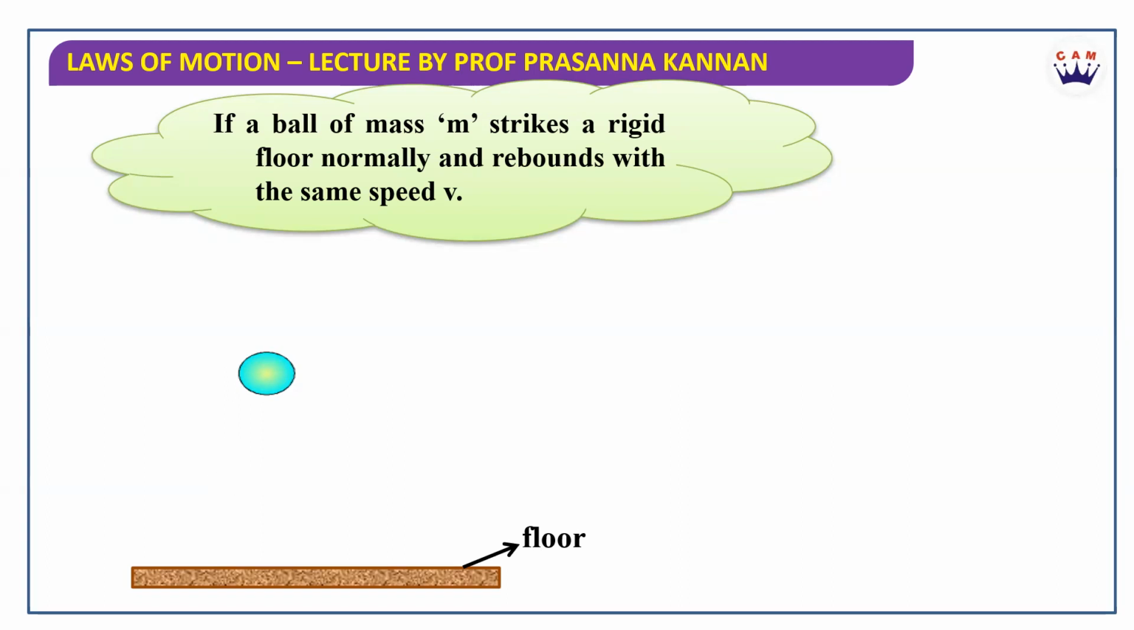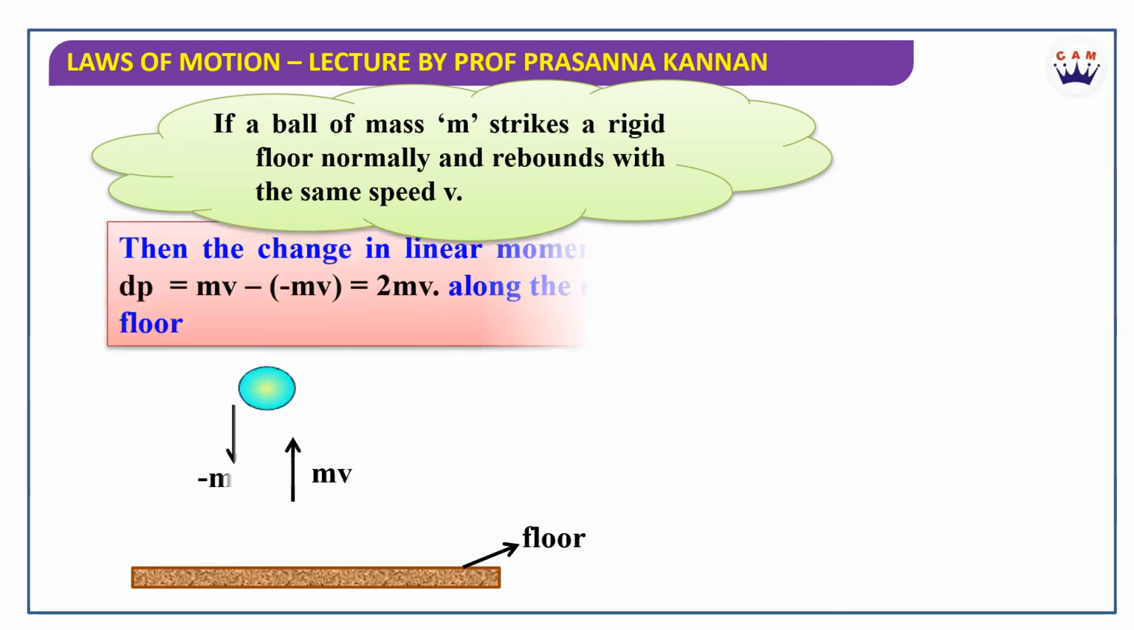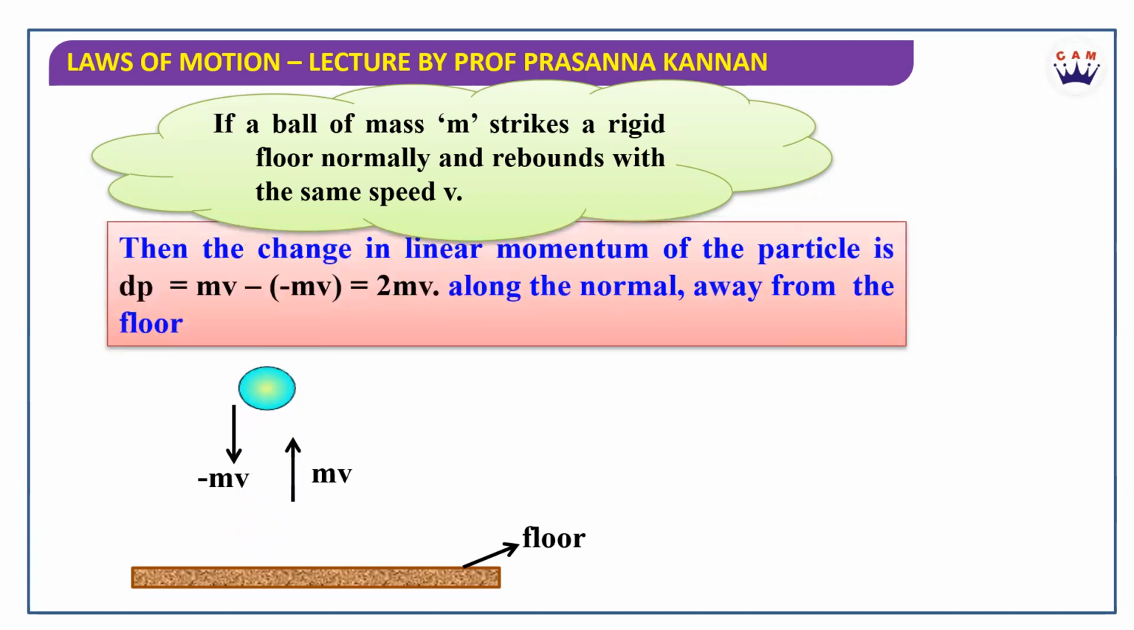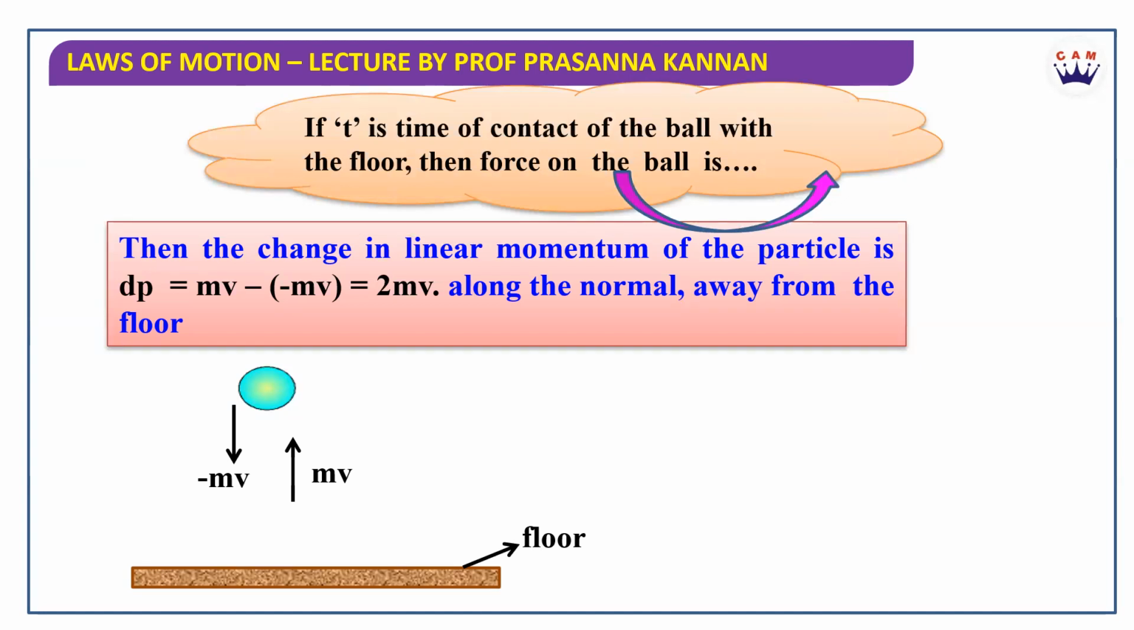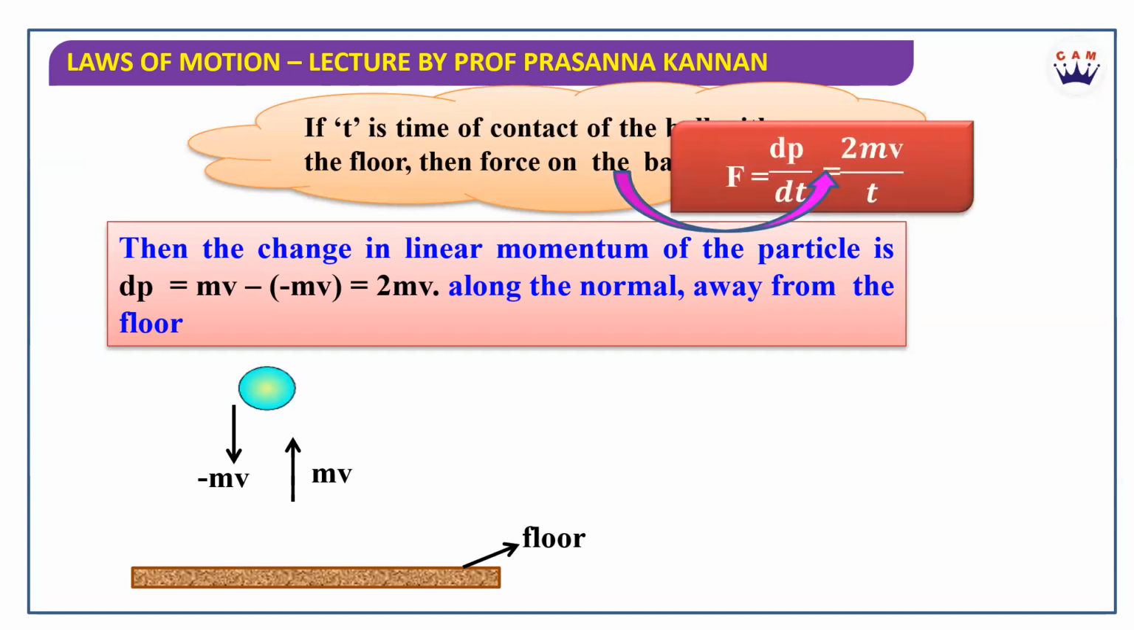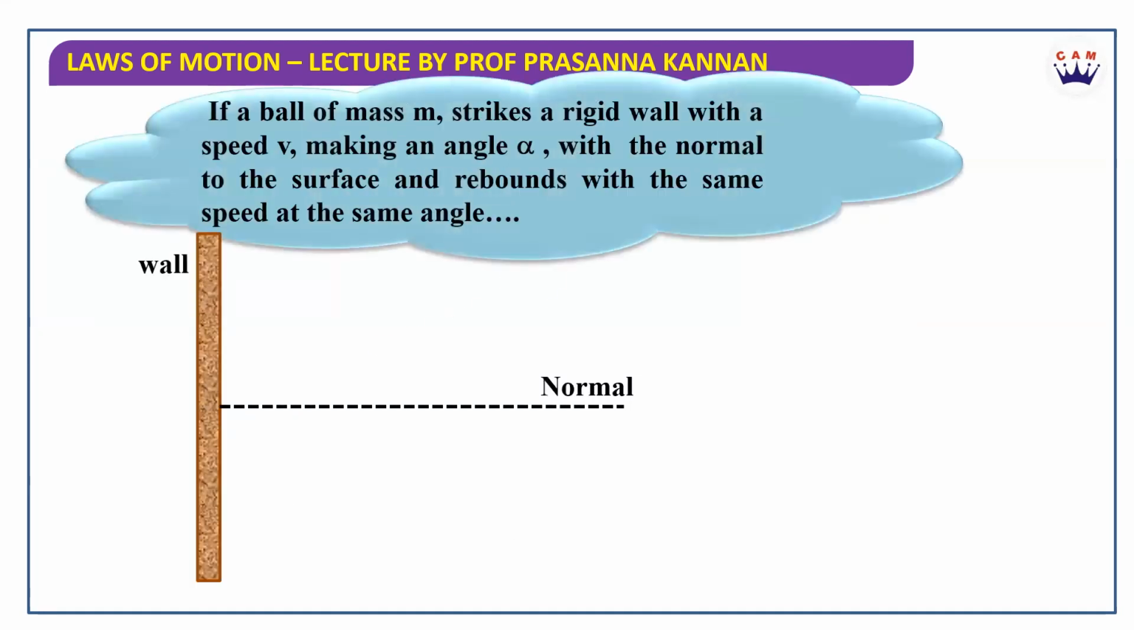Okay. Can you tell me the change in momentum? What is the change in momentum going to be? 2mv. Final momentum is mv minus initial momentum. What is initial momentum? Minus mv. So mv minus of minus mv will become mv plus mv. So it will become 2mv. So if t is the time of contact of the ball with the floor, then the force is given by 2mv divided by t. Change in momentum is 2mv, time is t. It's 2mv by t. Clear to you? I leave it with this.